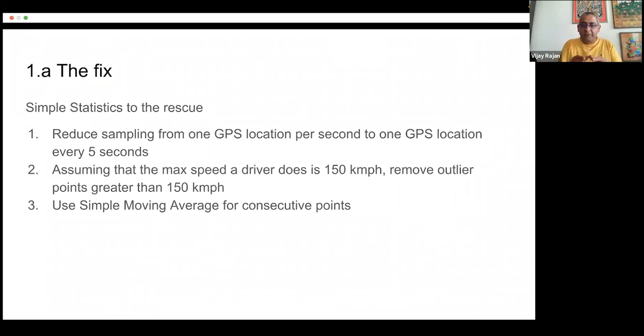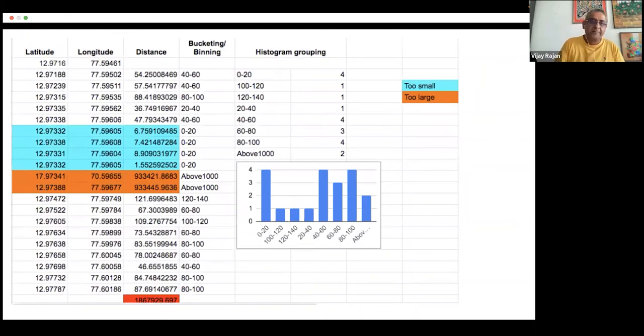And then we use simple moving averages for consecutive points after dropping outlier points. And we got actually very good results. So here's an example which I made on Google Sheets. You have the latitude and the longitude. And as you can see in the red here, suddenly one point is like 933,000 meters away from the earlier point, right? And then the GPS corrects itself to get back again to the 77 latitude, longitude. Now, these kind of points need to be eliminated, right?